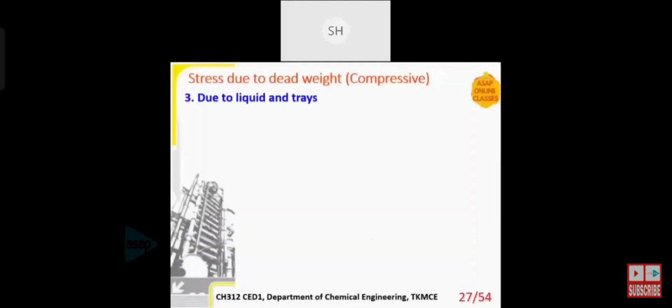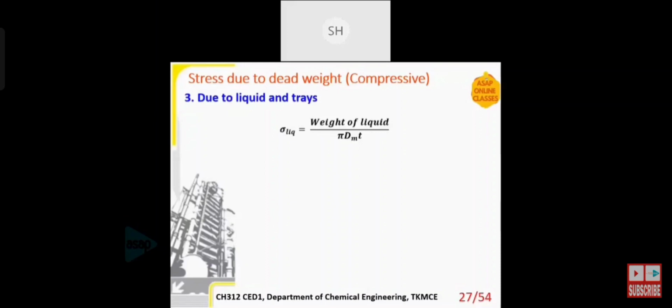Then the next one is due to liquid and trays. Any pressure vessel will have a liquid inside which will be under pressure. It can be a distillation column, an absorption column, or a stripping column, whatever it is, there may be some content inside. Some columns are packed columns, some may be tray columns. So if it is a tray column, the procedure is described here.